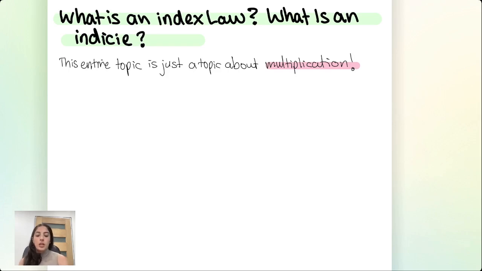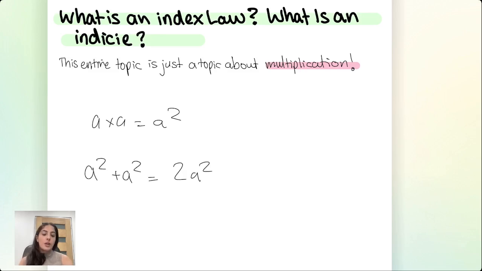We already know that if I take a times a, that equals a squared. If I have something like a squared plus a squared, that's 2a squared. We know that if I have a squared plus a cubed, that's a squared plus a cubed. I can't do anything there. We already know all of these things. This whole index laws topic is just rehashing this to you, but using these fancy formulas that you've never seen before, and it does start to really confuse students.